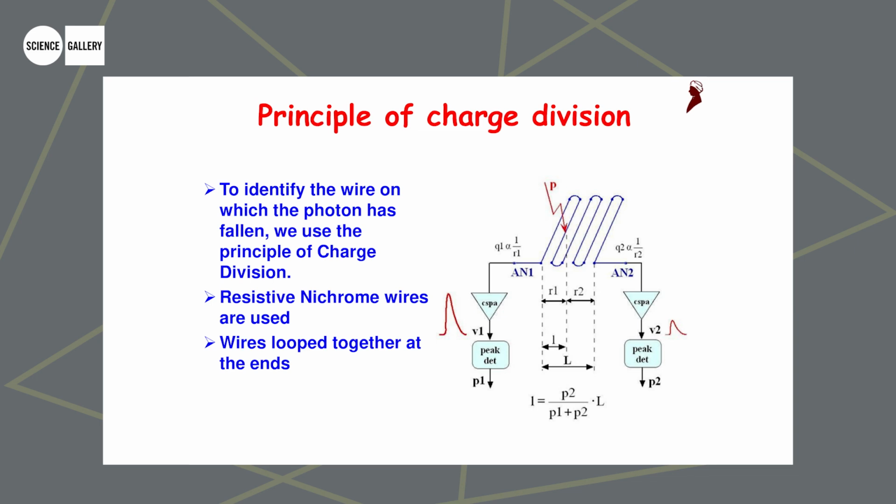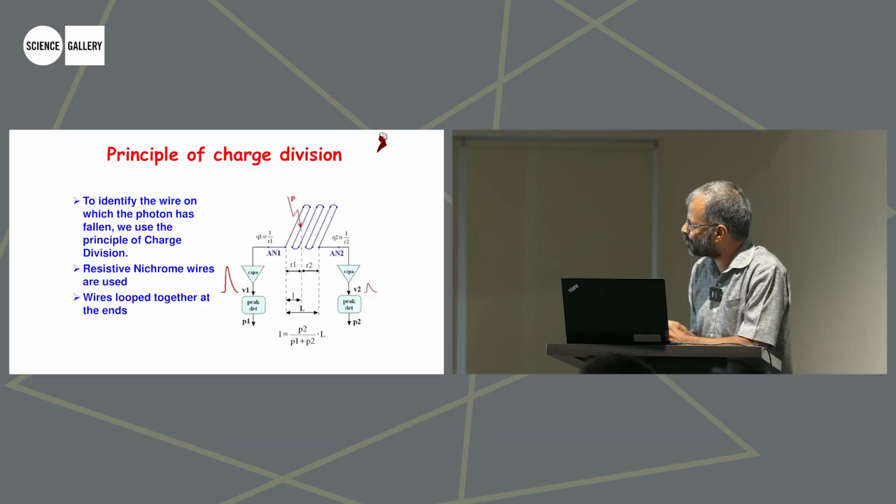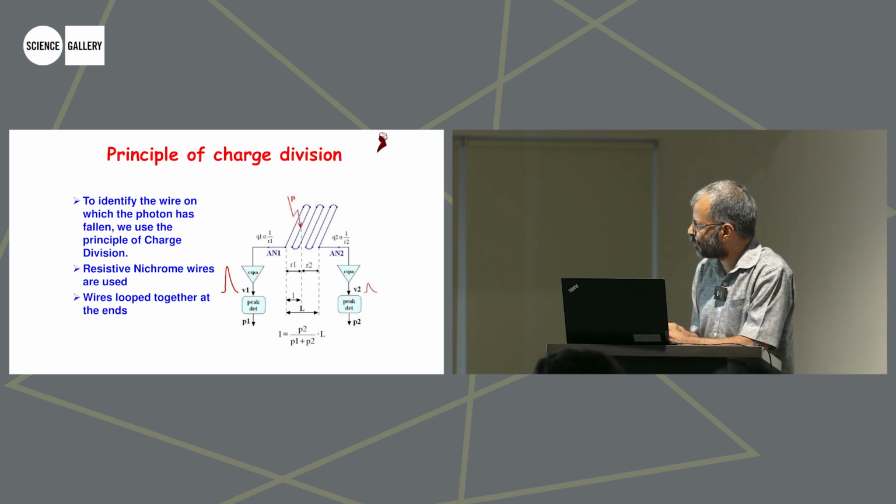So, now let us see how we will identify on which wire the X-ray photon has fallen. This principle is called charge division. As we were saying, there are 6 wires. Let us say one of the photons has impinged here, and this will develop charges. These wires are resistive wires. When it hits over here, this will develop charge. In this place, because the length is less, we will receive more charge, and here the length is more, so we will receive less charge. When we convert this into voltage, this we call P1 and this we call P2.